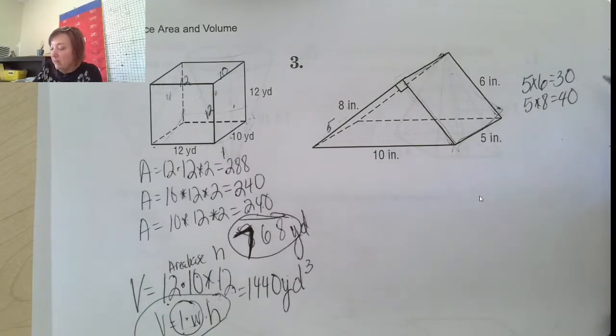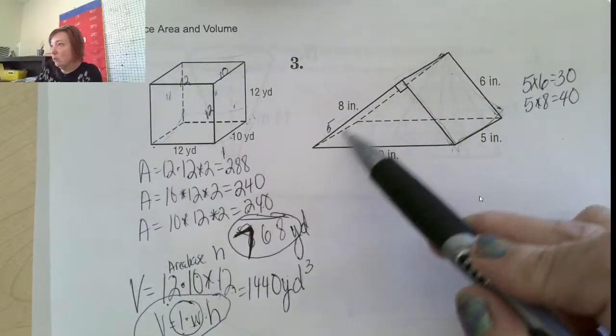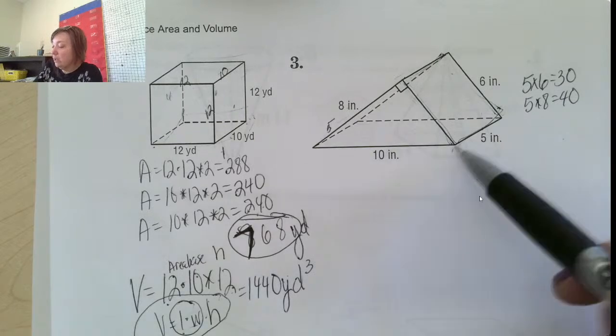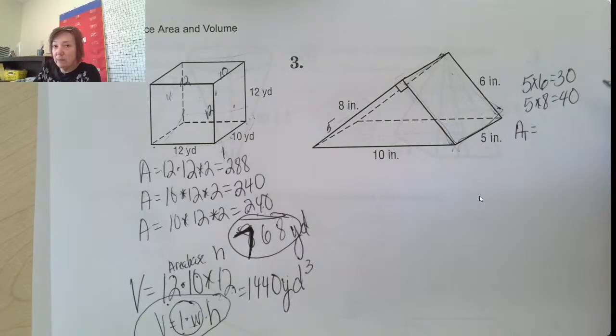40. Then we need to find the area of this front. Now, this front is not a rectangle. What is it? Triangle. So how do you find the area of that triangle? Base times height. Our base is 10.